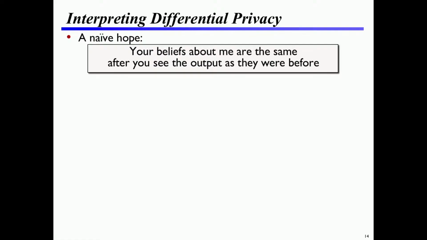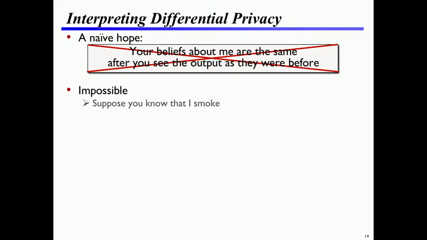So we might hope for a similarly strong promise here, that if my data gets used by some differentially private algorithm, then your beliefs about me will be the same after seeing the output of the algorithm as they were before seeing the output of the algorithm. Okay. So it turns out that's impossible to achieve. You can prove this mathematically in various ways, but I'm going to give you this proof by story.